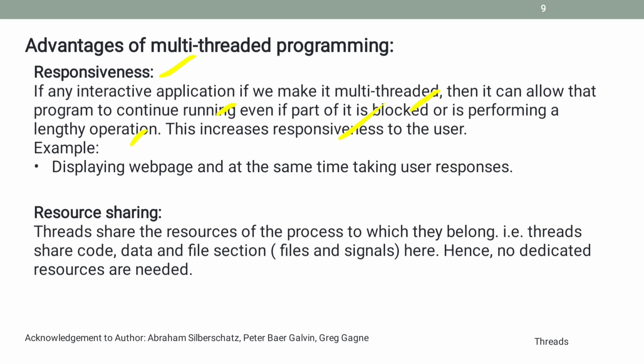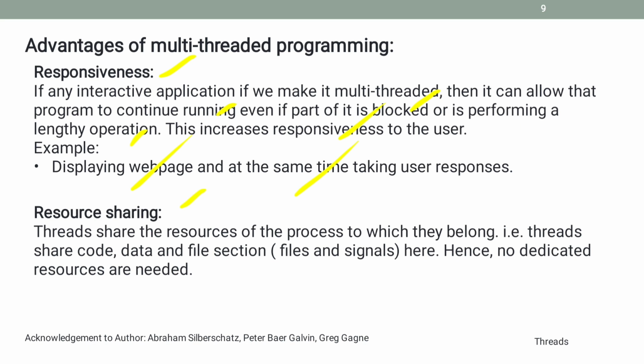So one example is when we open a web page in a browser, that web page is displayed. At the same time, while displaying, it can take user responses. Okay. So one thread is doing the job of displaying the web page. Another thread, another flow of control, makes the web page take the user responses. So displaying the web page and at the same time taking user responses. So that is what responsiveness is.